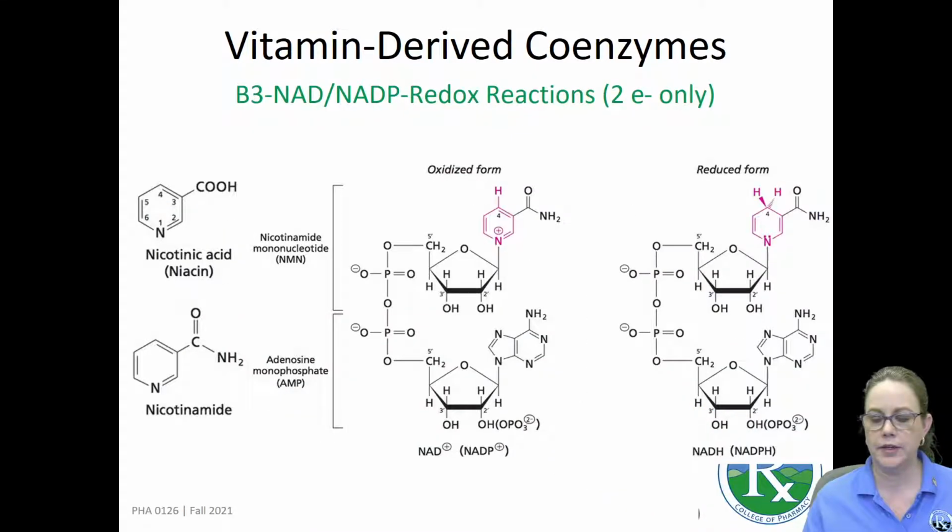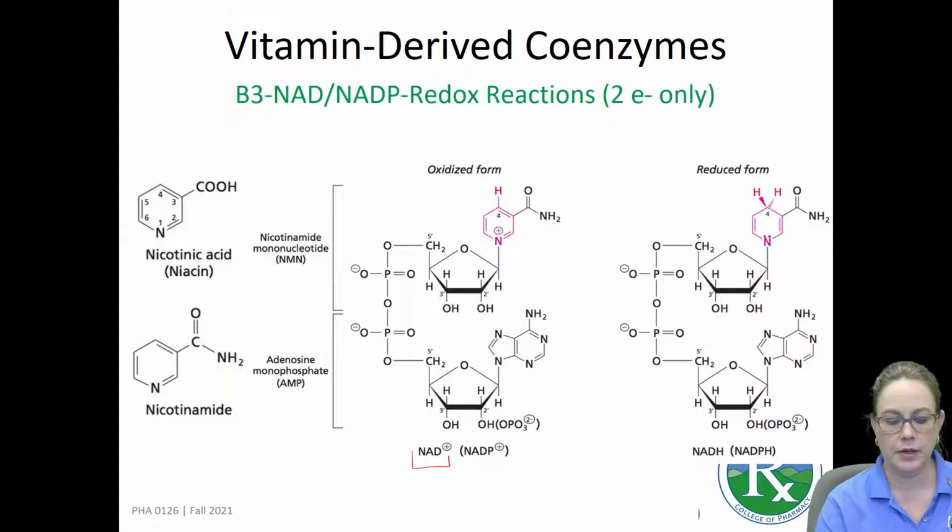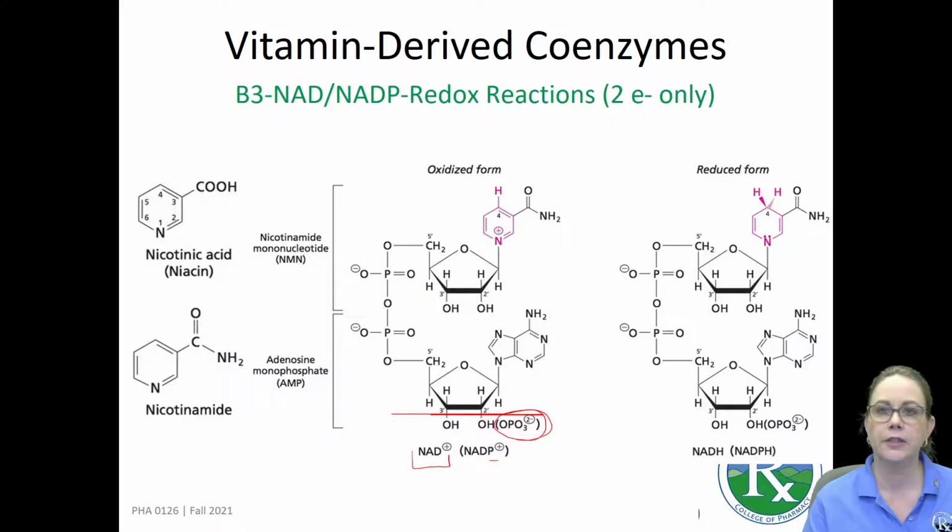Sticking with things that contain AMP or ADP, we can move on to our B3, our niacin-containing coenzymes. In this, we have, again, 2 of these, NAD as well as NADP. The only difference in our 2 structures is the presence of that additional phosphate group coming off of our sugar with NADP.